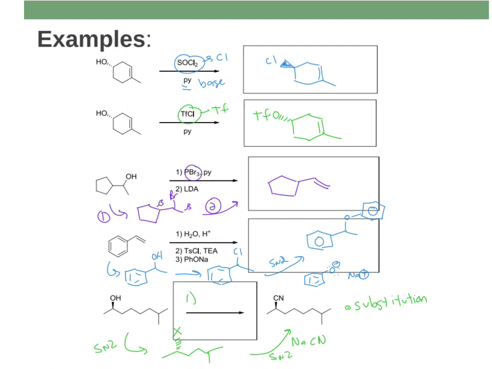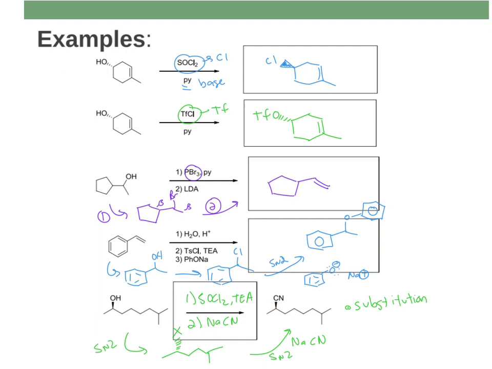So I'll pick SOCl2. Let's say I'll turn this into a chlorine first. I'll add TEA, triethylamine, as my base. And second step, I'll add sodium cyanide to get that cyanide on there. So step one, step two. I could have, for the first step, used PBr3. That would have been fine, gotten the same result. But I could not have used triflate or tosylate because that would have retained the stereochemistry at the very beginning here, which would have given me, when I did the second SN2, a dash at my CN.